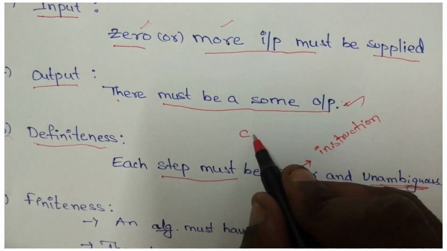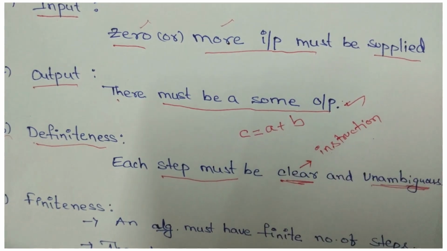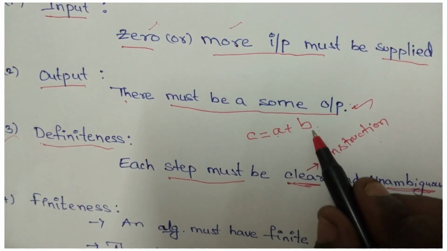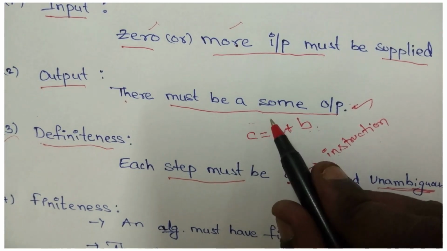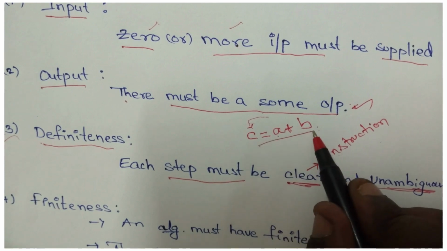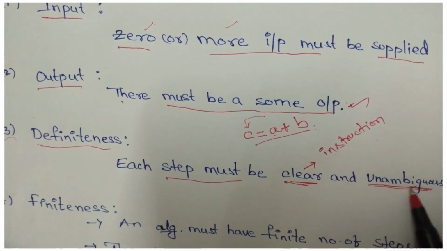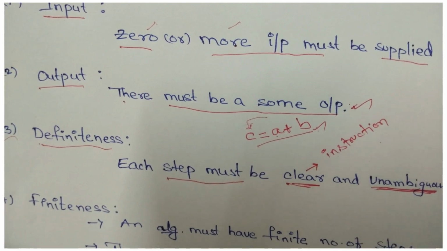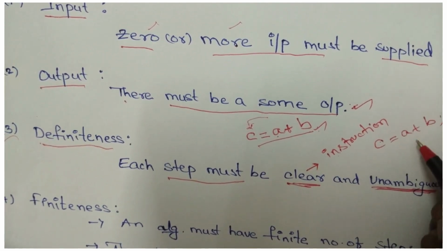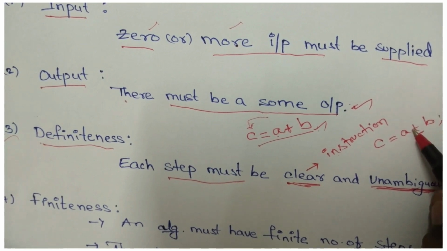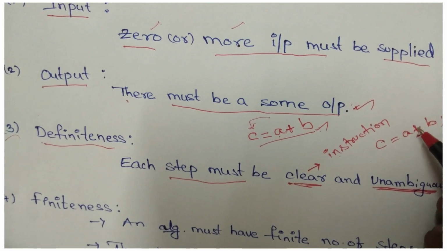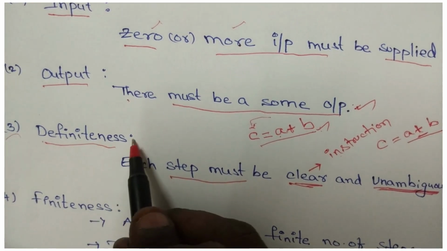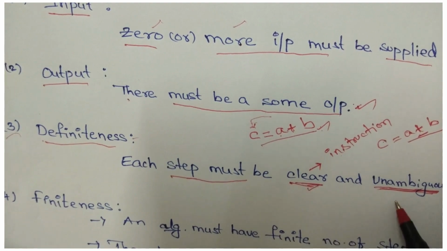Suppose, for example, I am solving the problem of addition of two numbers: c equal to a plus b. Here a plus b is a clear instruction, where I am adding the values of a and b using the addition operator and storing the result in c. That is giving clear instructions to solve the given problem. And what is meant by unambiguous? Unambiguous means at a time we can perform only one action. In c equal to a plus b, at a time I am performing only the addition between the values a and b. I cannot perform subtraction and multiplication with the same operator. I am using a unique expression for each individual operation. That is definiteness: each step must be clear and unambiguous.